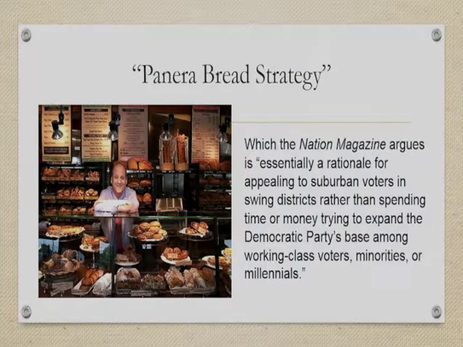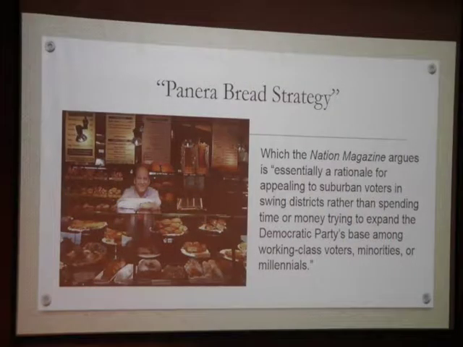So this is not an analysis of what they're doing. This is what the Democratic Party campaign officials are actually calling the strategy, which the Nation magazine argues, quote, is essentially a rationale for appealing to suburban voters in swing state districts rather than spending time or money trying to expand the Democratic Party's base among working class voters, minorities, or millennials, many of which did not turn out to vote at all, right? The 94 million people that did not vote. I don't know any election strategy that relies on consuming large amounts of empty carbohydrates is probably going to be a losing strategy. Just saying.